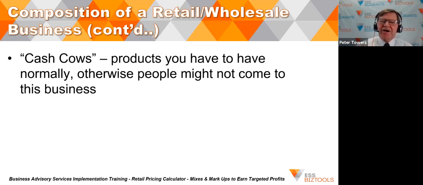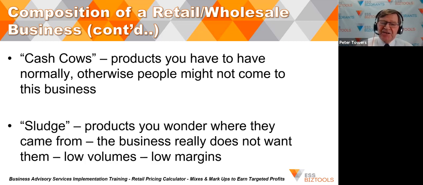Cash cows are products that you have to have because customers come looking for them. But you couldn't run a business just relying on the cash cows because there's not enough markup. There might be enough volume, but there's not enough markup to cover the overheads and wages of the business. And sludge, well, these are products that you wonder where they came from. The business really does not want them. It's low volumes, low margins. Who bought them?